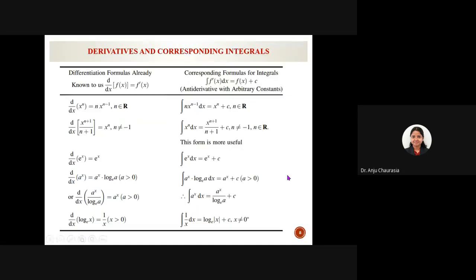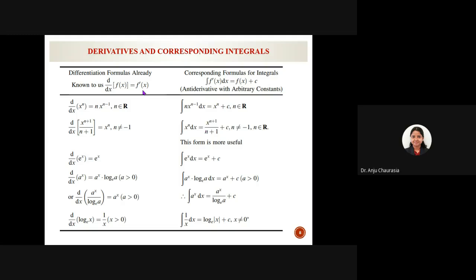Slowly we will understand, but directly you can see the integration of x raised to n is x raised to n plus 1, divided by n plus 1. Here we have to divide. In differentiation, we multiply with n, x raised to n minus 1, but here we have to divide. There the power was decreasing, here the power is increasing.